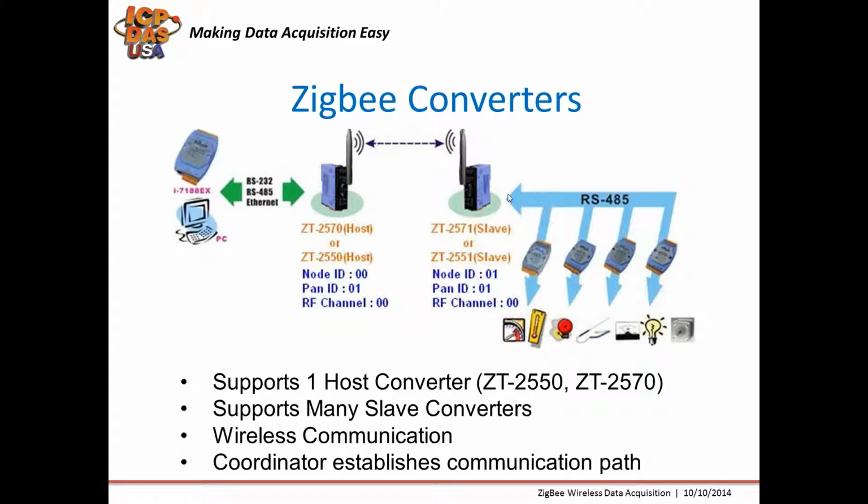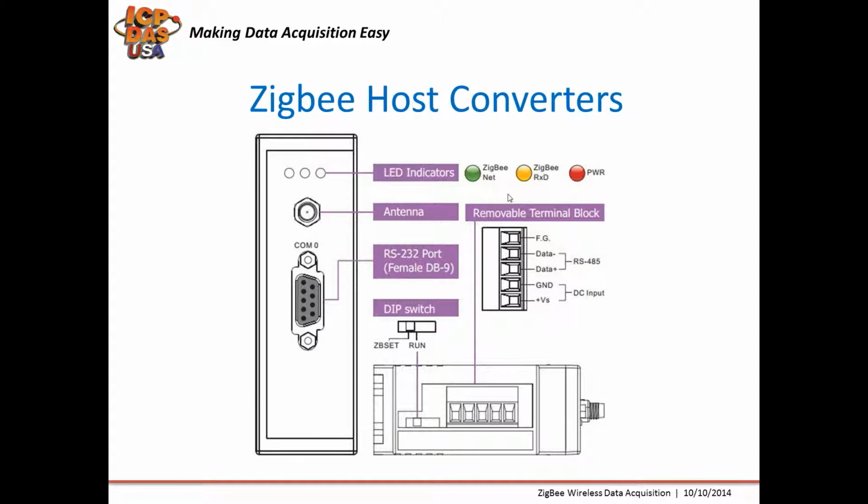Slave converters act as a repeater and repeat the signal onto the next node in the network. In networks with multiple slave devices, if communication is unable to get through in the established communication path, it can reroute itself to an available path of communication. The host converter coordinates the communication path. You configure ZigBee host and slave converters with software utilities. You set the same RF channel and PAN ID information for all devices in the network. You give each device its own unique node ID.